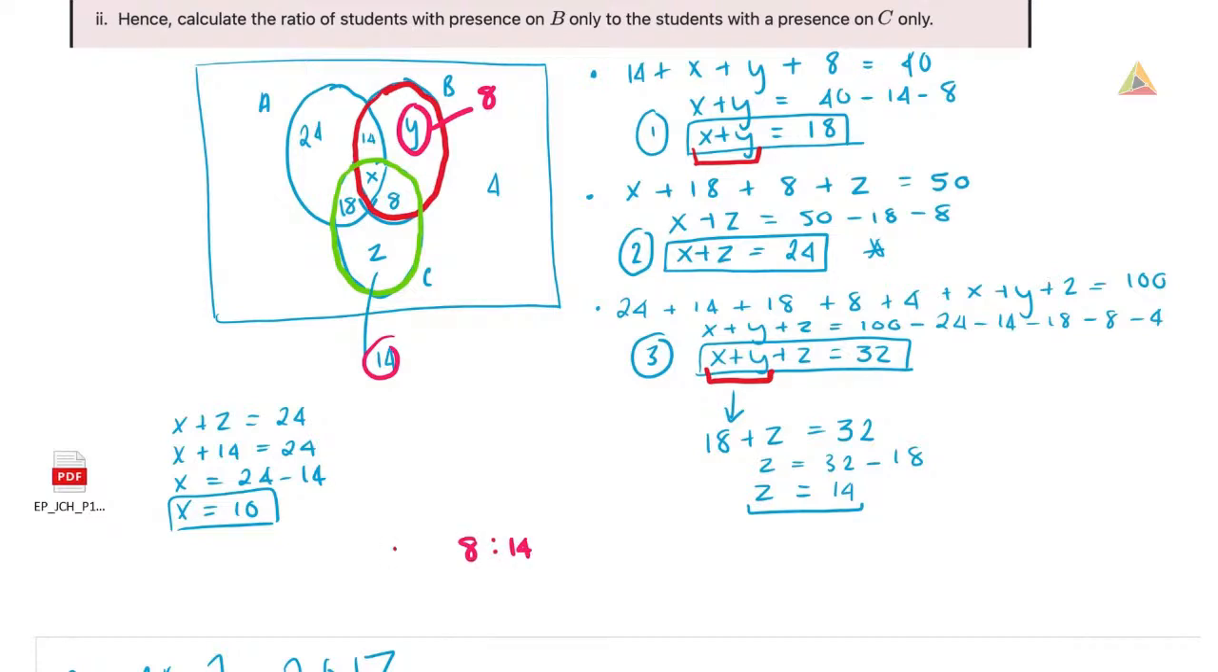Now, so this is part 2, let's label it. Can we get that in a simpler ratio? Yes, we can. So 2 goes into 8 4 times, and 2 goes into 14 7 times. So the ratio there is 4 to 7.